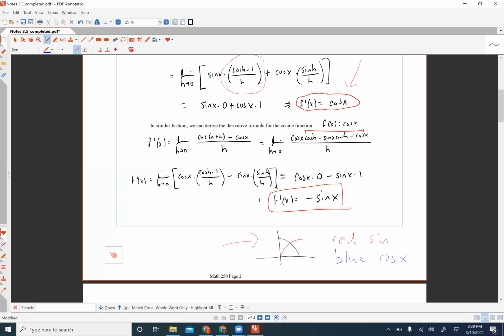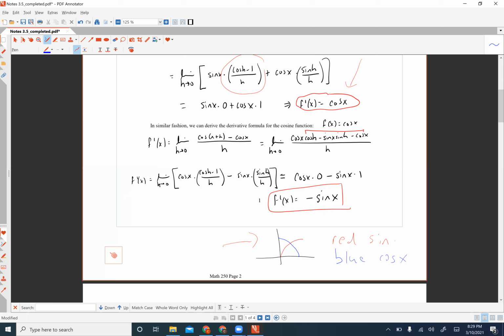Okay, but look at cosine. We know when we go from 0 to pi over 2, the function is going down. The cosine function, the blue graph, goes down, so we know its derivative is negative, right? And we see that the sine function from 0 to pi over 2 is above the line y equals 0, so the sine function is positive. Just looking at the graph, I know that the derivative of cosine has to be negative because the tangent lines are going down as we go from 0 to pi over 2.